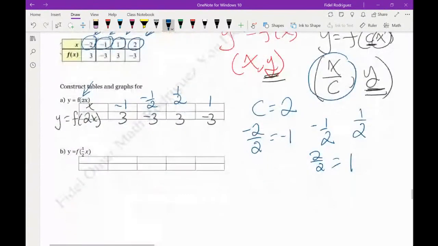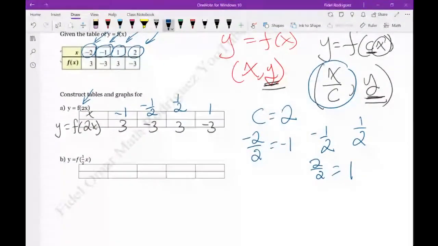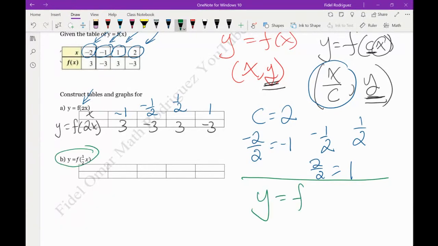So guys, let's take a look at the next problem. And I want you to notice what we have here. We have y equals f of 1/2 x. Okay. So just like we did before, remember, my y equals f of 1/2 x are going to be right there. Remember what we said, the y values didn't change. So that's still going to be a 3, a -3, a 3, and a -3.